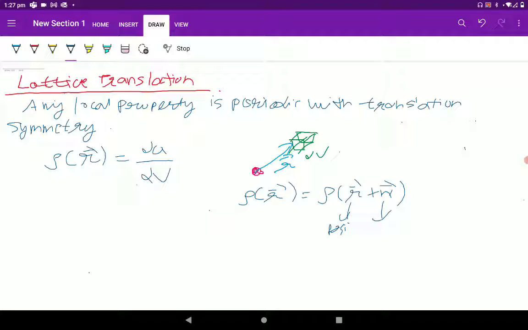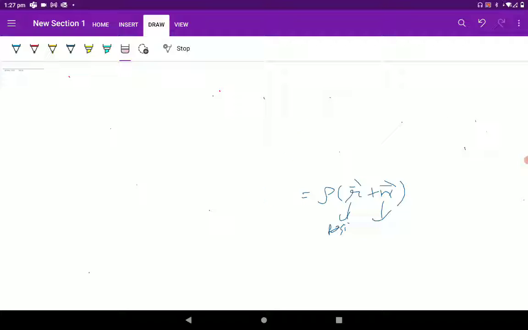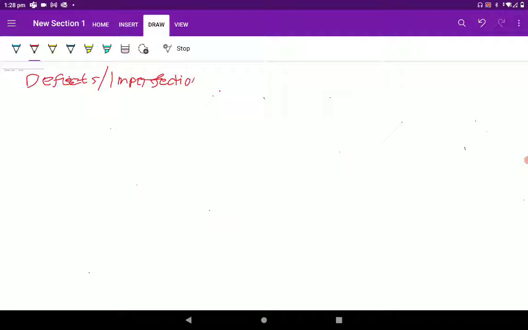Now let's learn about some defects and imperfections in crystals. Due to the presence of defects or imperfections in a real crystal, the translational symmetry is broken. Defects can be classified as point defects, line defects, and surface defects.